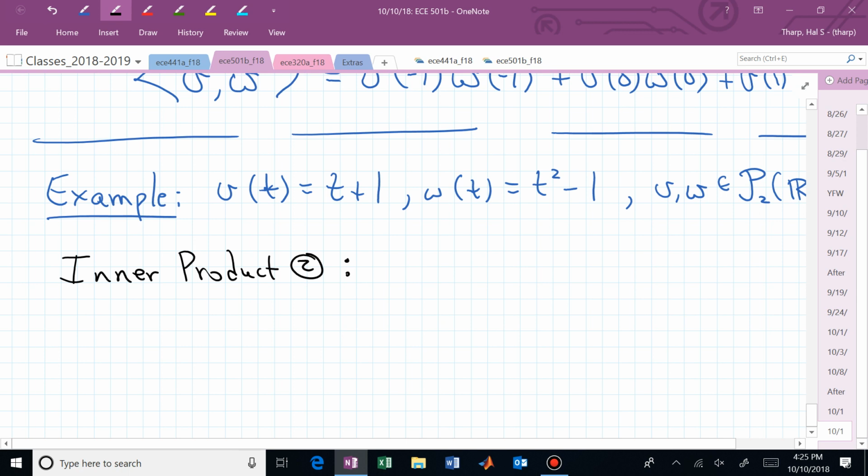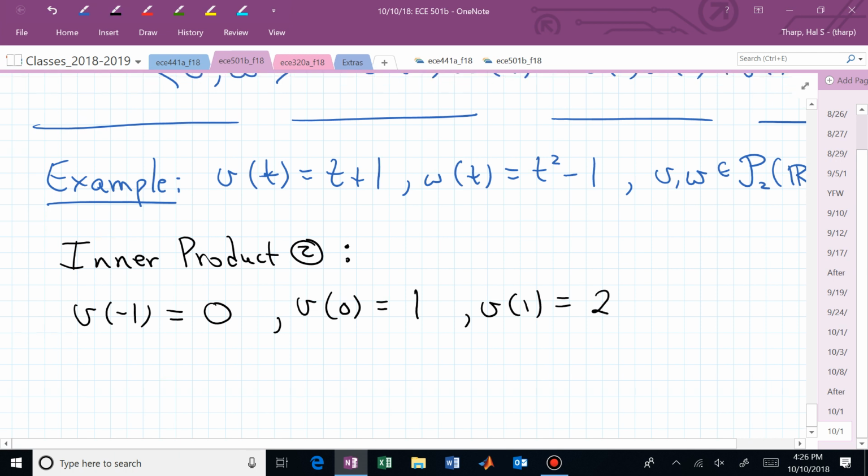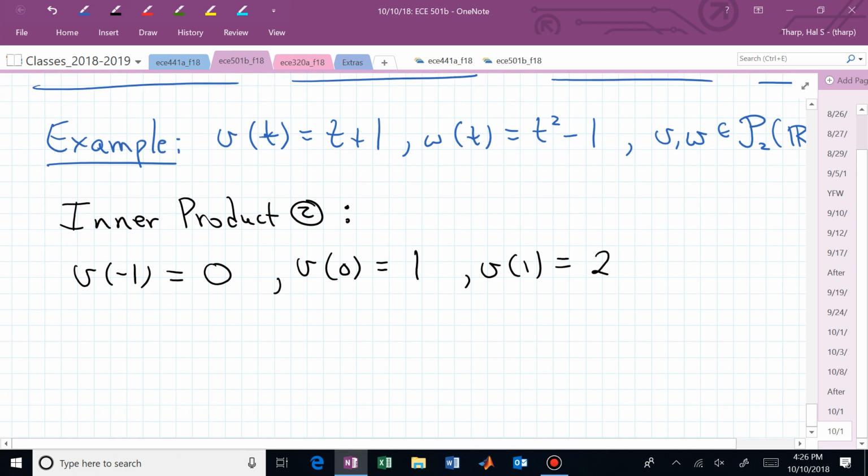All that said is that I need to evaluate these polynomials at 3 points. One of the points was at -1, and what's v of -1? What does that evaluate to? 0. What about v of 0? That's 1, and v of 1, 2. So that's as easy as it is.